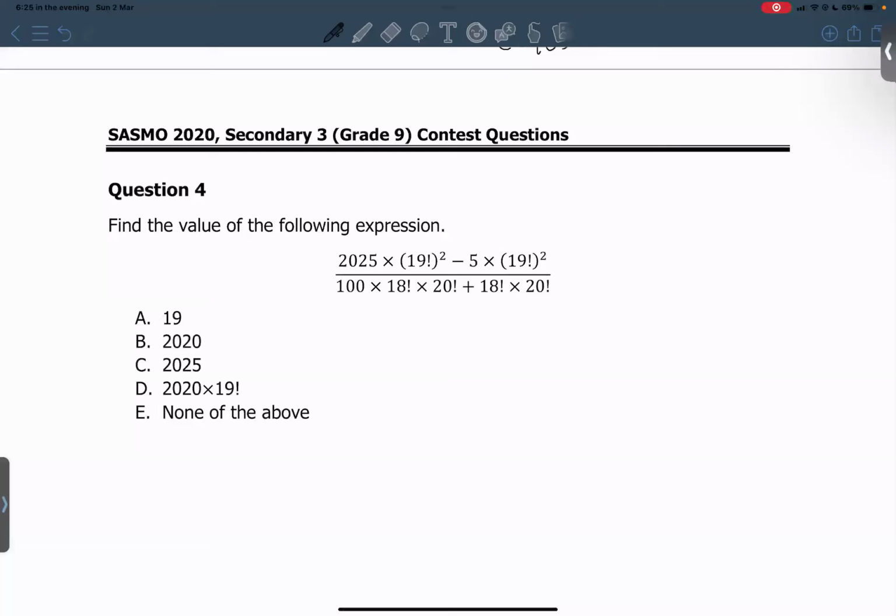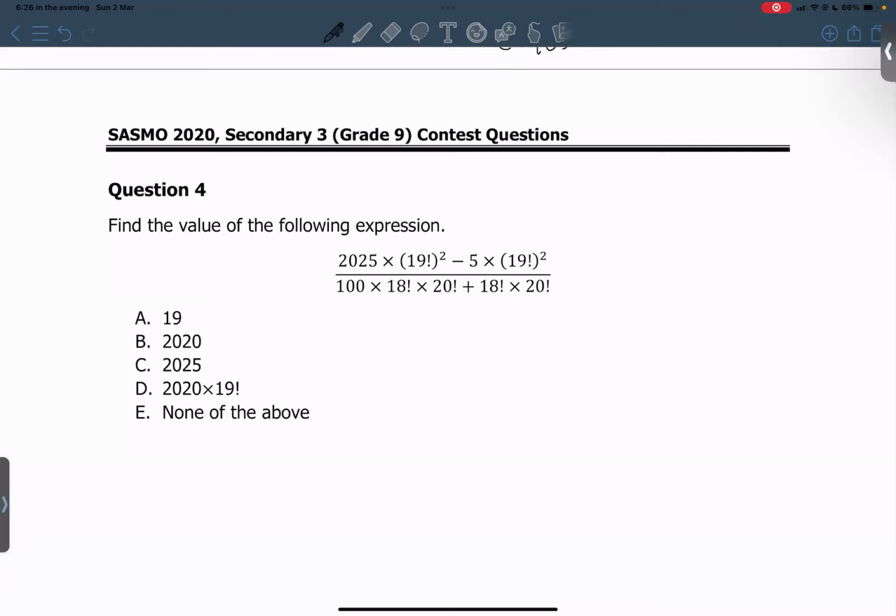Find the value of the following expression. 2025 times 19 factorial squared minus 5 times 19 factorial squared, over 100 times 18 factorial times 20 factorial plus 18 factorial times 20 factorial. Thank you.